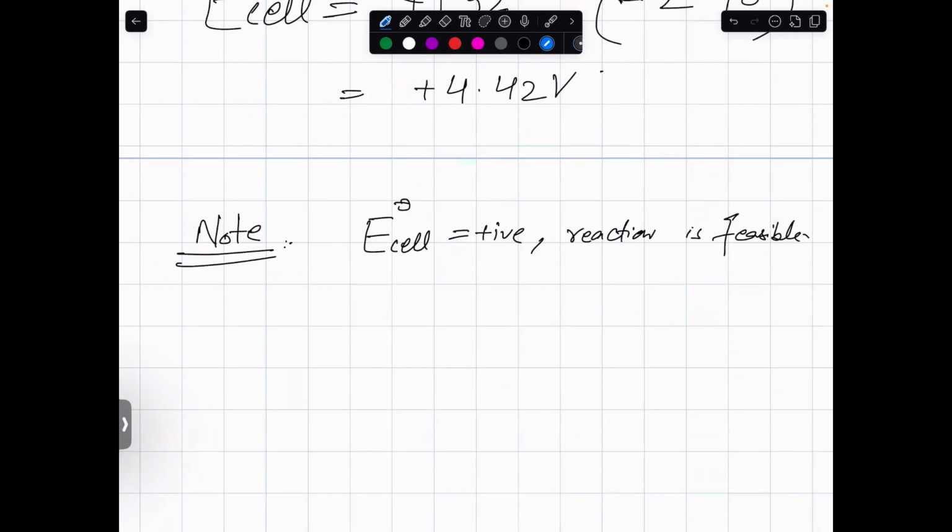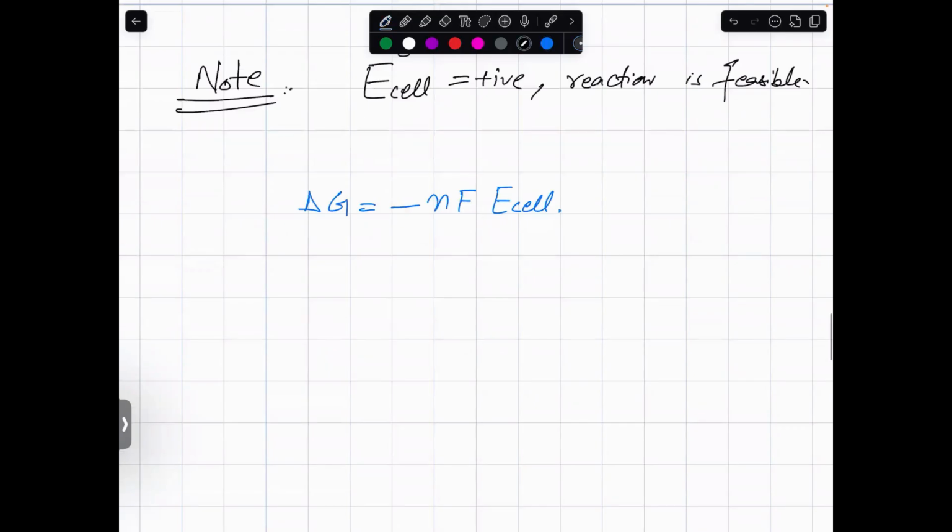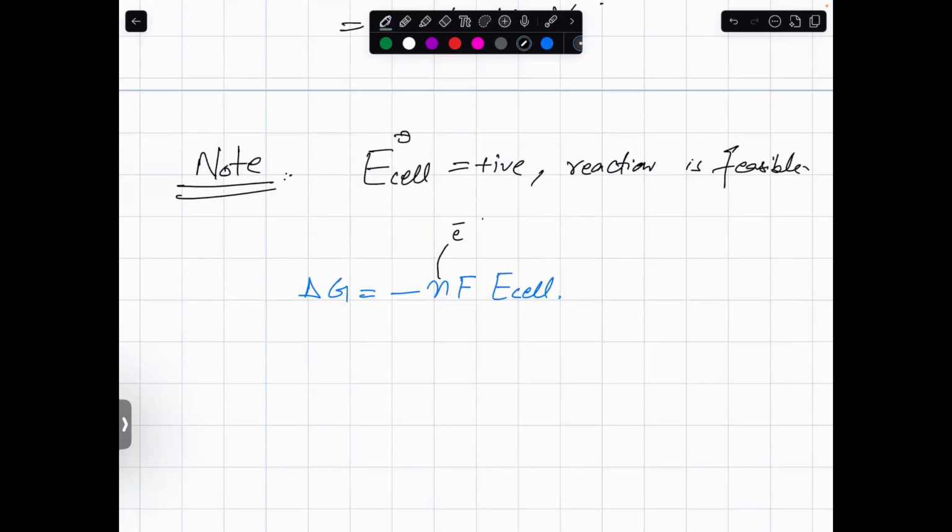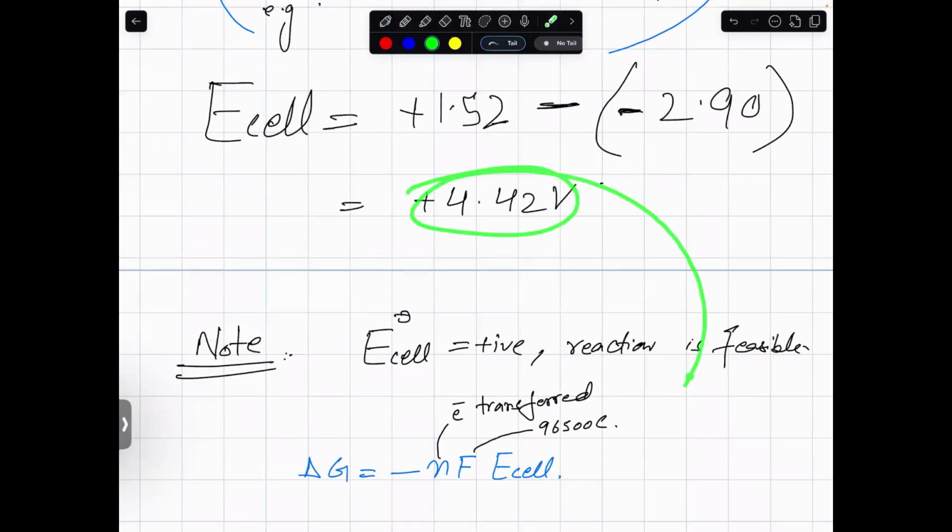We can also find the feasibility by using delta G. And you know the delta G is minus nF E cell. Now, listen. n is the number of electrons transferred. F is the constant, 96500 coulomb. E cell, we calculated like this. I can do it for this reaction, it's very simple.